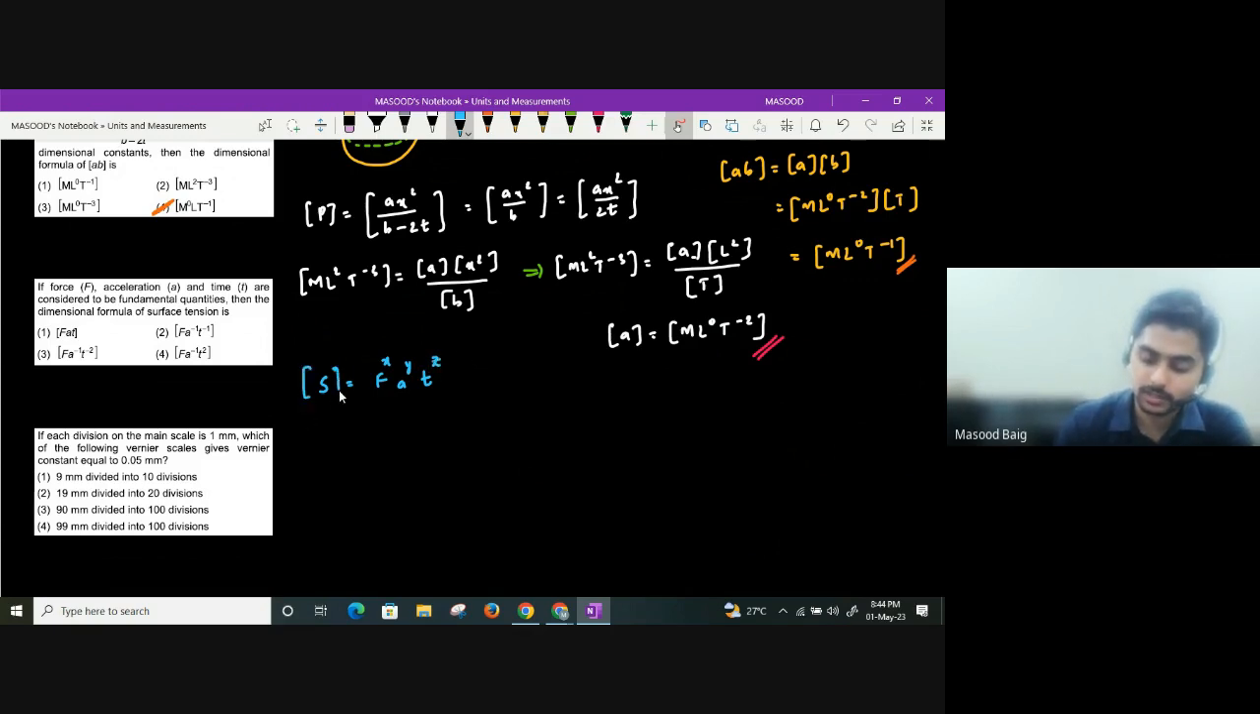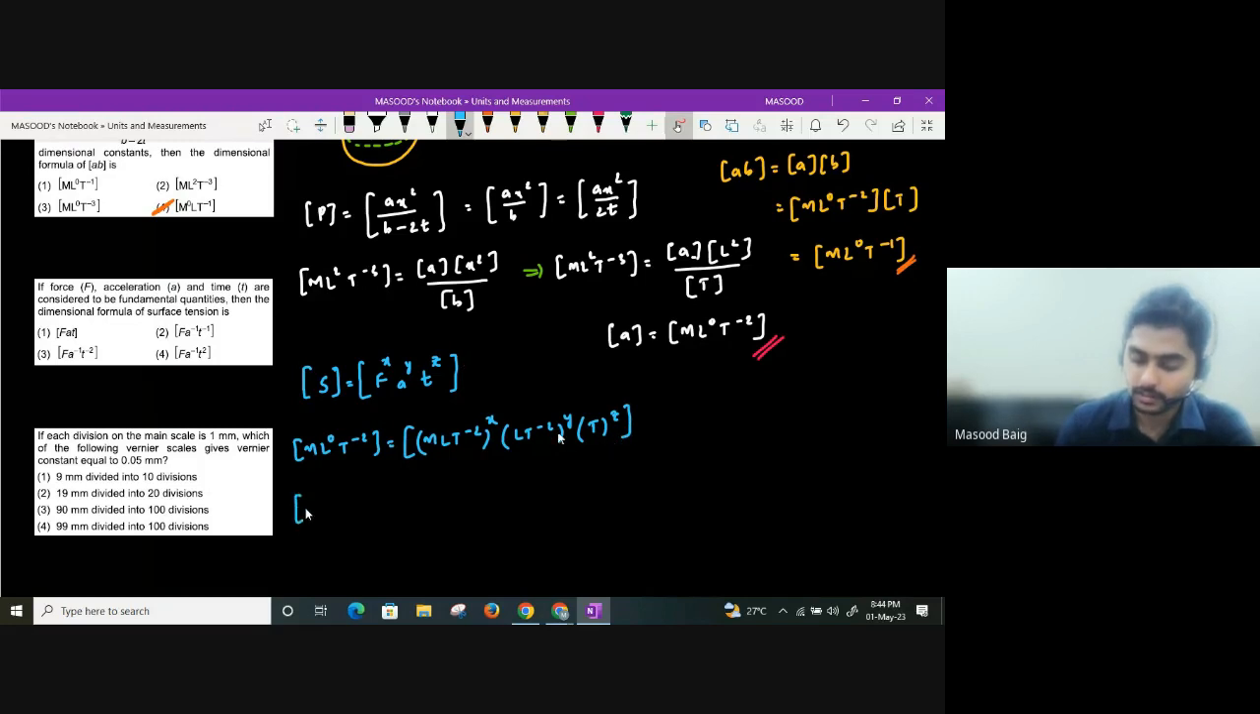I'll substitute these dimensions again. Surface tension is nothing but force per unit length, guys. So I can write it as M L naught T power minus 2. Force is M L T power minus 2, whole power x. A is acceleration, so I can write L T power minus 2, whole power y. T is time, I can write T power z. So what will I get? M is raised to the power 1, L naught, T power minus 2. On the right hand side I'll get M power x, L power x plus y, T power minus 2x minus 2y plus z.